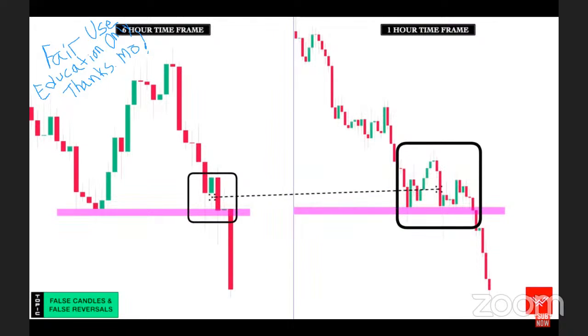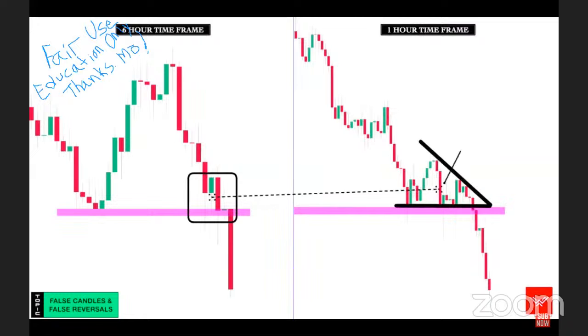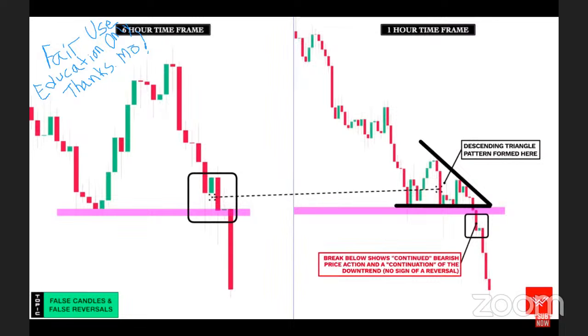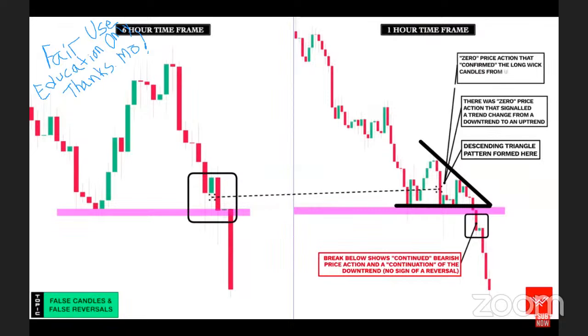Now, notice how on this lower time frame, you had a perfect descending triangle pattern that formed. Price broke below the pattern, which is price action that signals a trend continuation of a downtrend. There was zero price action that signaled a reversal and zero price action that confirmed the long wick candles from the higher time frame, meaning there was no trade long.